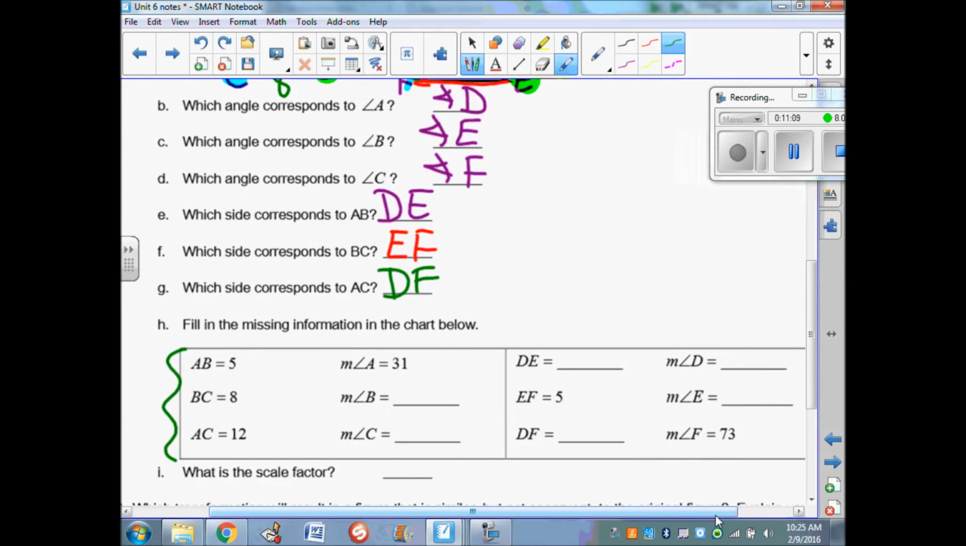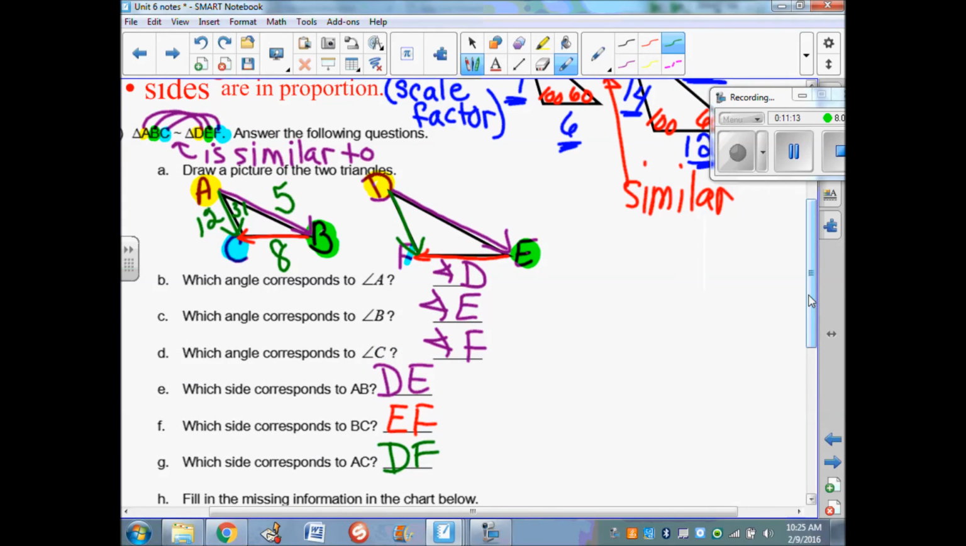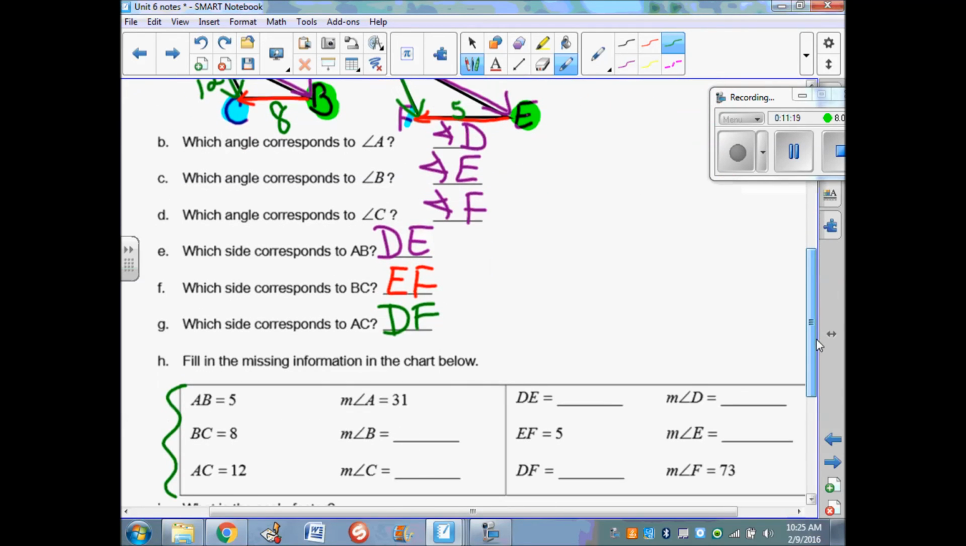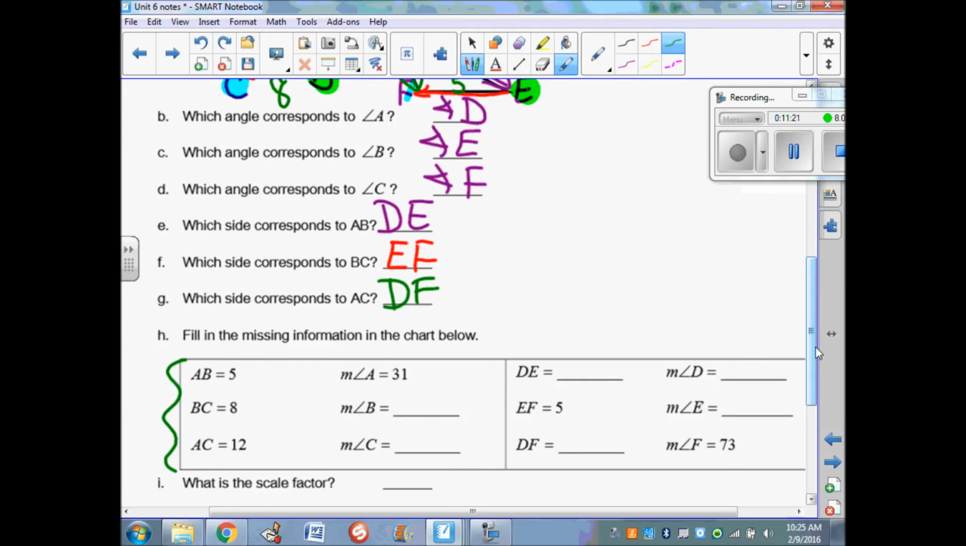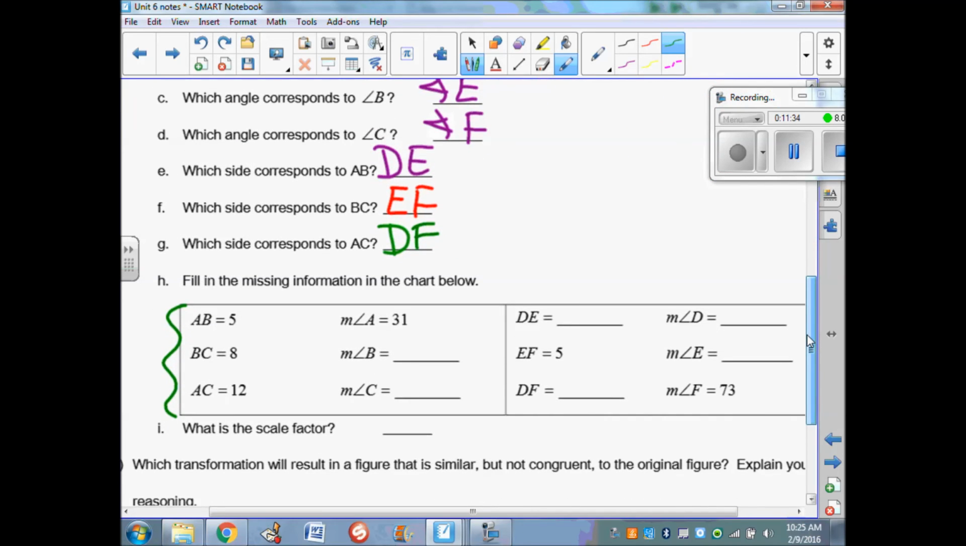Scroll over. And then in the other triangle, EF is 5. And what else are they telling me? Angle F is 73. Okay, so we've got some information to be able to try and fill in here.